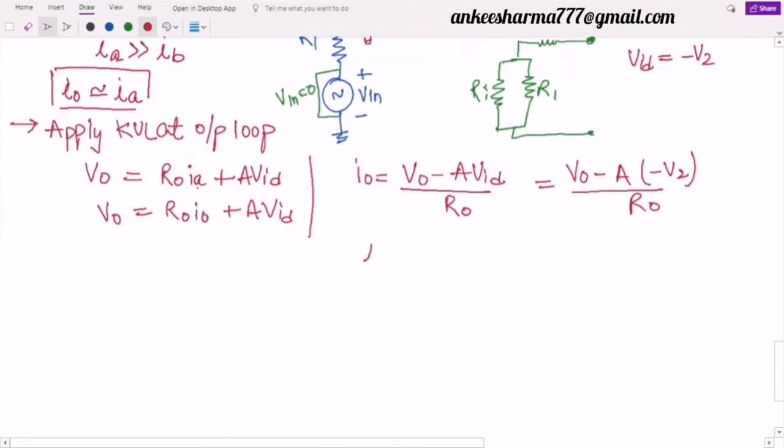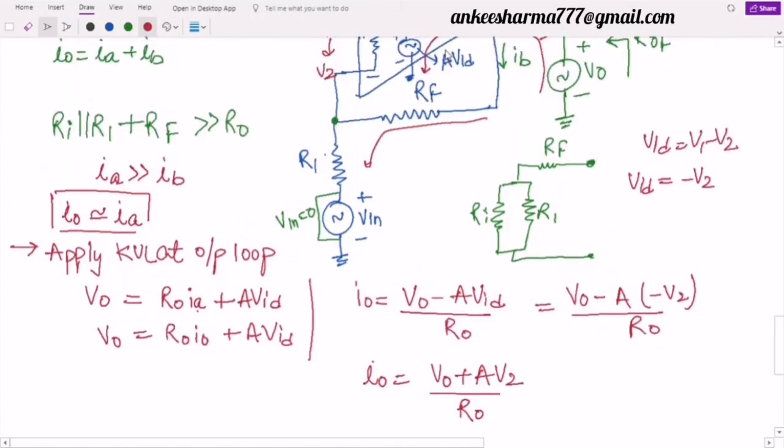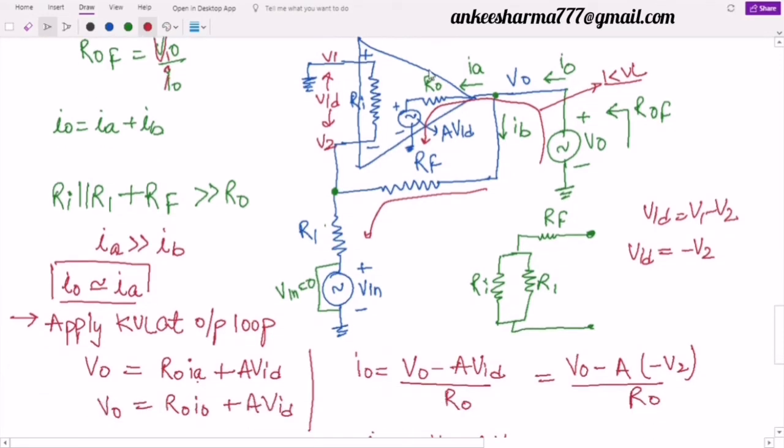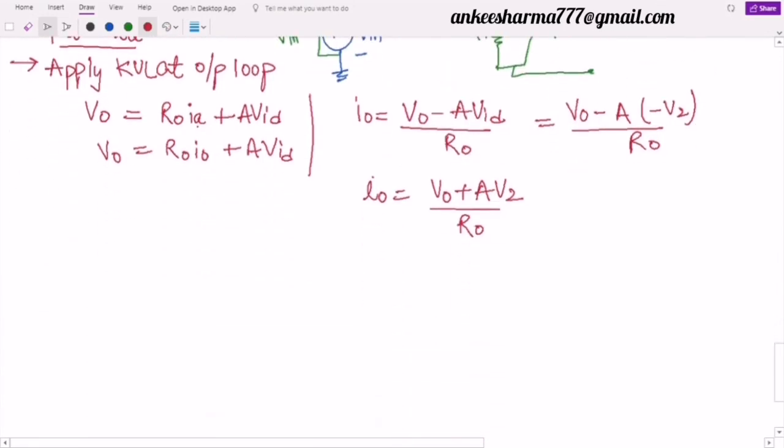So I will get here I naught is equal to V naught plus AV2 by R. Now, what I have to do, I have to find the value of ROF. What is ROF? ROF is nothing but the ratio of V naught and I naught. It means I want an equation where only V naught and I naught are there. But in this one, I have I naught, V naught, but V2 is there. I need to remove this V2. So how I will remove it?